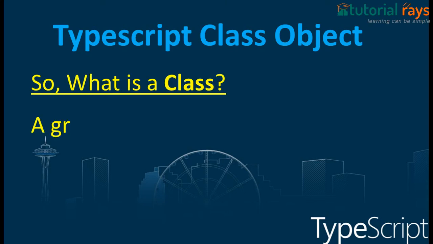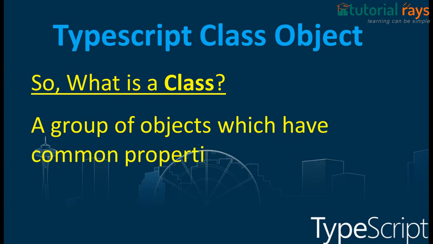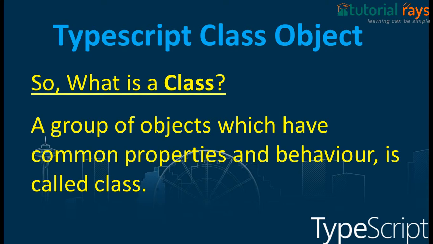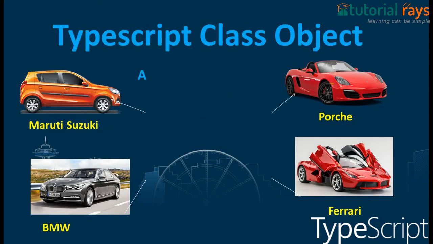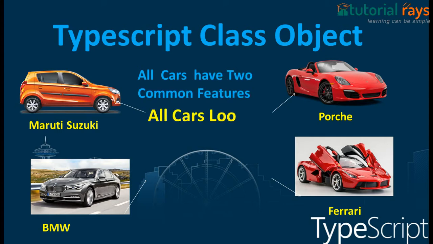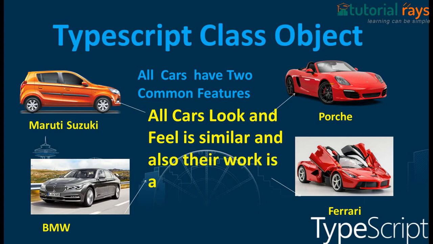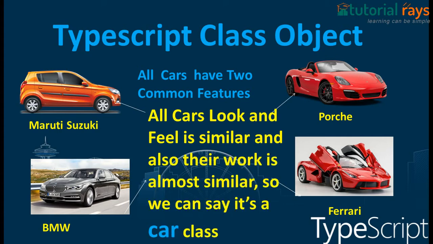So what is a class? A group of objects which have common properties and behavior is called a class. As I discussed earlier, the car has two parts. The first one is properties and another one is behavior. So what is a property? Its color, its attributes, its design. These are called properties, and its running, its honking can be said to be behavior. Also, apart from the design, all the cars' functionality is almost the same. It can run and it can honk.